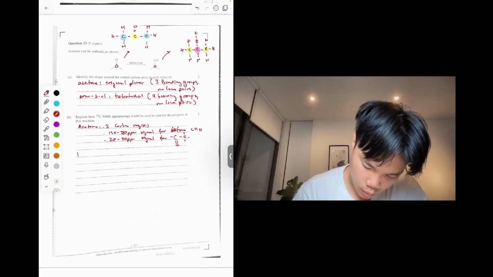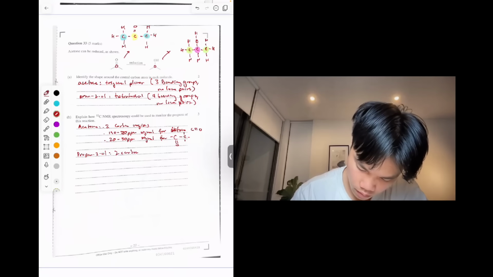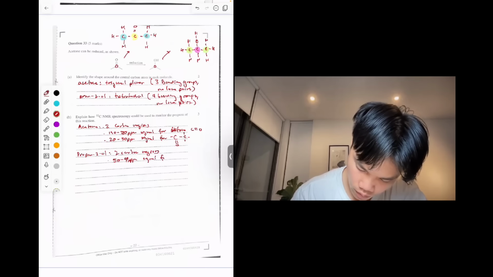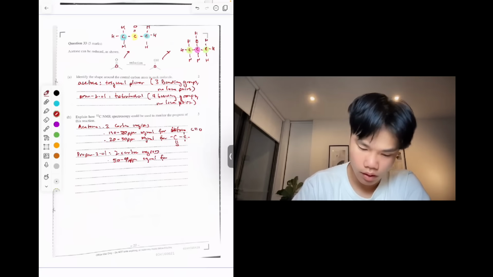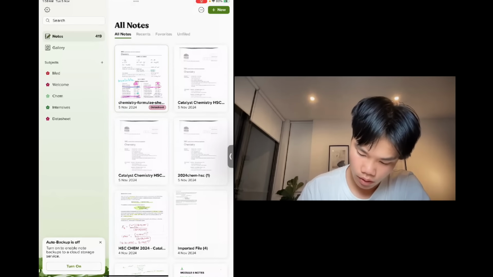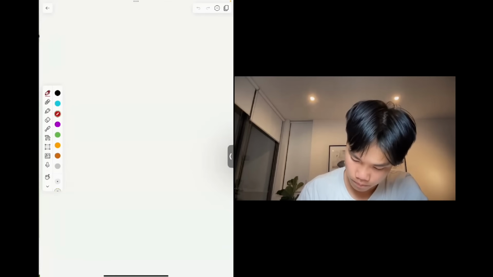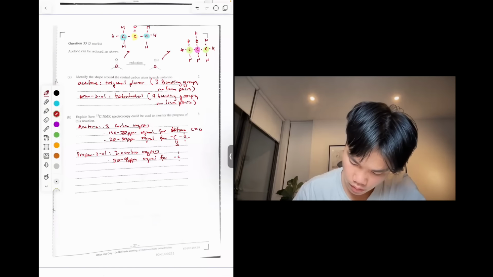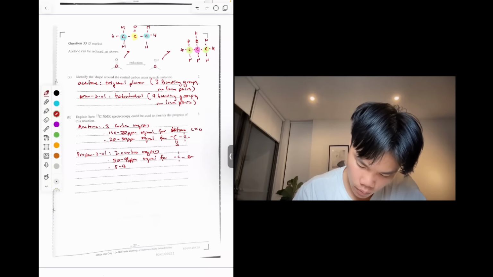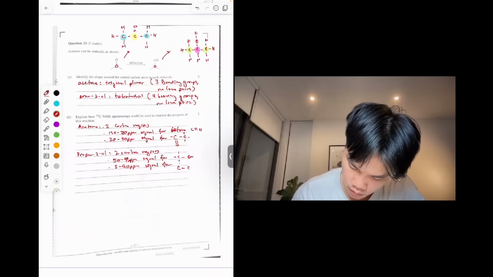And then propan-2-ol has two carbon regions as well, but it has a 50 to 90 ppm signal for, let's just quote it exactly, this C to the single bond oxygen. Like so. And you have a 5 to 40 ppm signal for C to C.